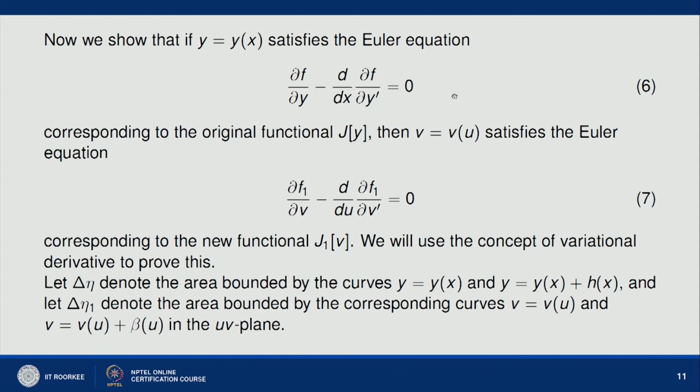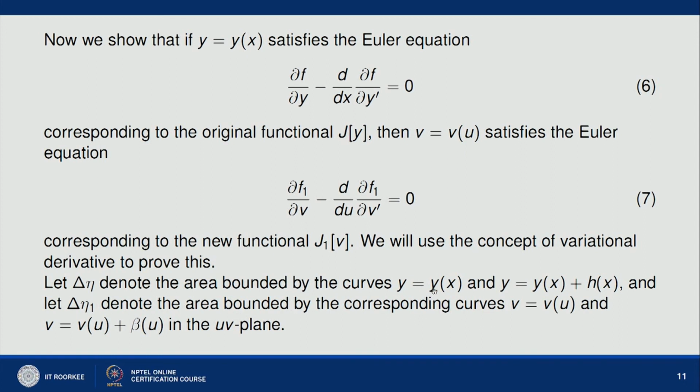So here, to prove that if 6 is true then 7 is also true, we use the concept of variational derivative. Let us say that delta eta denotes the area bounded by the curves y equal to y of x and y equal to y of x plus h of x. So here delta eta is the area bounded by these two curves, and delta eta 1 denotes the area bounded by the corresponding curves.